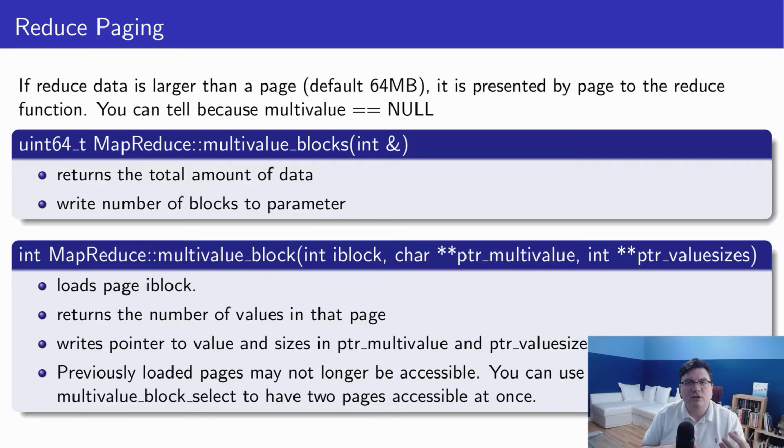When there are multiple pages, the underlying MapReduce object is passed as the value bytes array. That MapReduce object provides two functions to iterate over all the multi-values. The first one is multi-value blocks. It returns the total size of the multi-values and writes the number of pages to the integer passed as a parameter. The second function is multi-value block, which loads the page passed as the first parameter. It returns the number of values in that page and writes multi-value and value sizes to the addresses passed as a parameter.